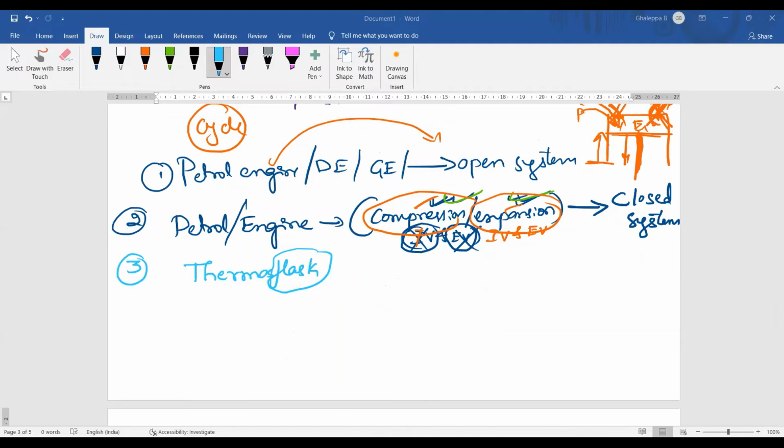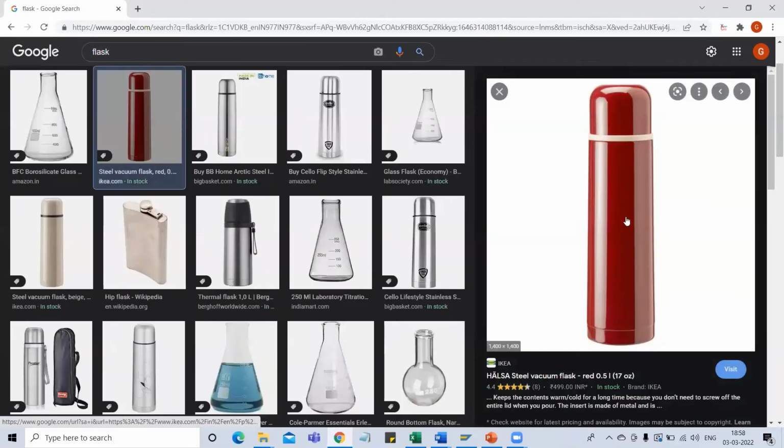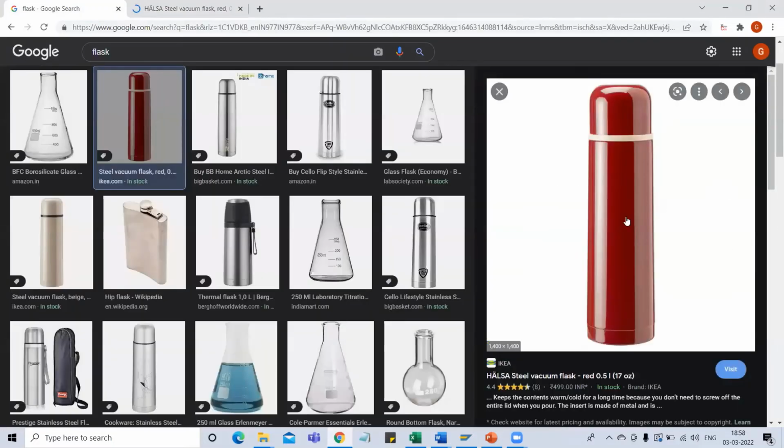Okay, let me open some screen. I will show you some pictures. Where have you seen a flask? Sir, as usual, to store coffee, tea, while traveling. Are you able to see the picture? Now? Yes, this is a flask. Where have you seen this flask? Usually, as you said, it is used for storing coffee, some fluid. Okay, correct.